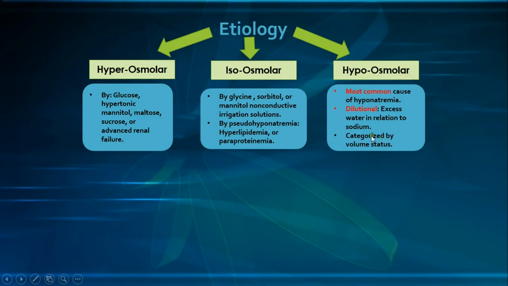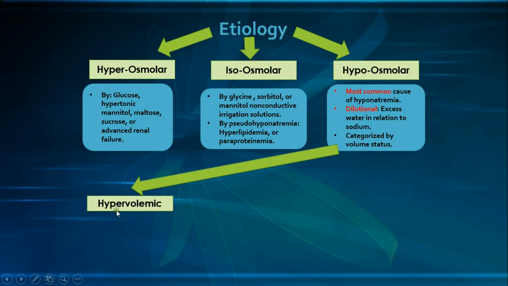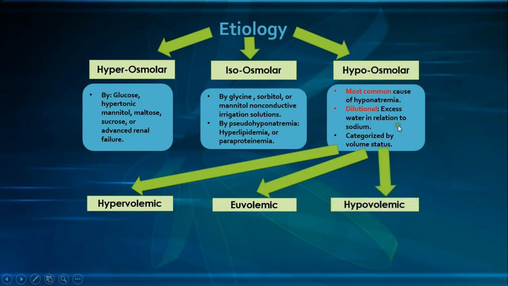Now, hypoosmolar hyponatremia is usually classified according to the volume status of the patient, but it could also be classified according to the ADH levels. But here, we're following the volume status. And we have first hypervolemic hypoosmolar hyponatremia. We have euvolemic hypoosmolar hyponatremia. And finally, we have hypovolemic hypoosmolar hyponatremia.